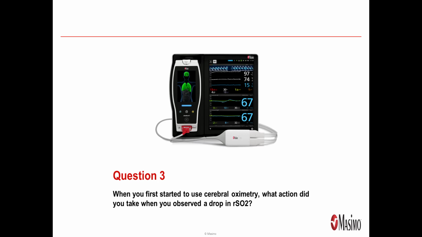When you first started to use cerebral oximetry, what action did you take when you observed a drop in rSO2? When you have desaturation, you want to know exactly what the problem is and what's going on. For instance, if you have pure brain desaturation, the first step is to check your ventilation, and maybe get a blood gas.